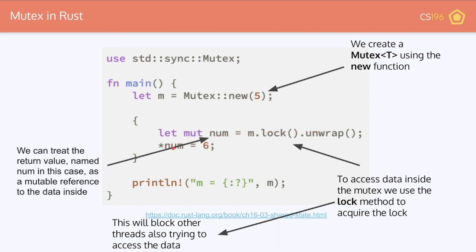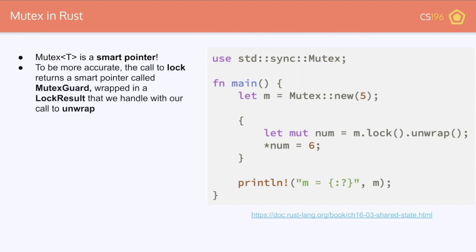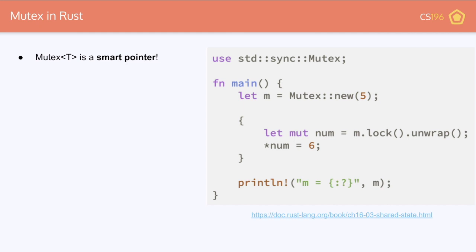We can treat the return value, named num in this case, as a mutable reference to the data inside. So num isn't its own separate variable, it's just pointing to the value inside the mutex. And we're dereferencing it to assign values to it or edit it. If you haven't put it together already, Mutex<T> is like a smart pointer, and it allows you to have multiple owners of the same thing, which is why it works with multi-threaded programs.